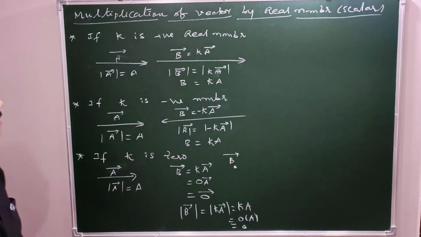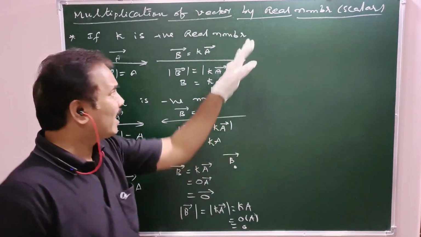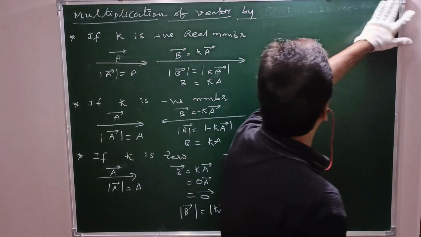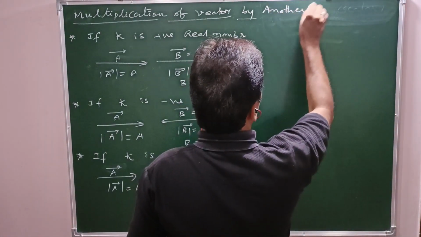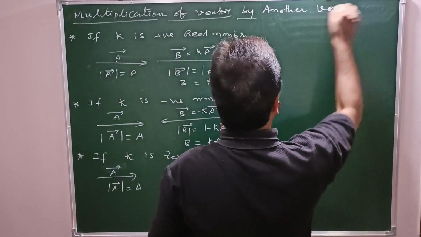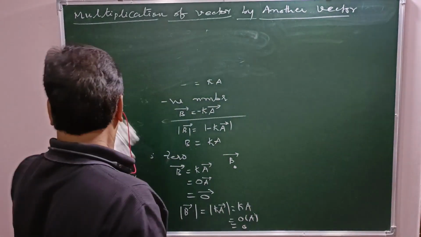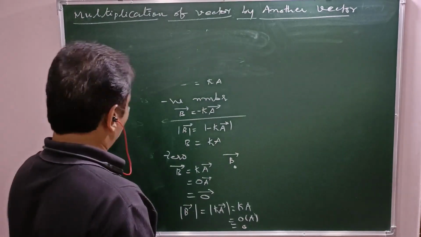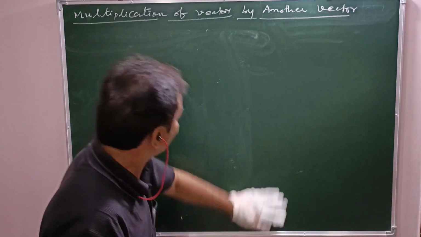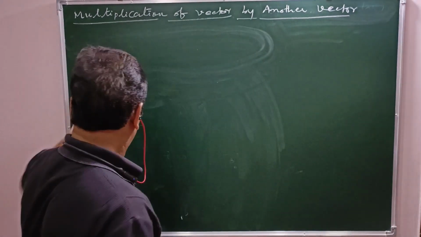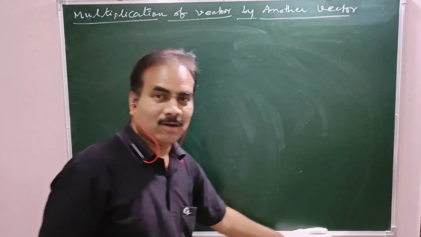Now let us see multiplication of a vector by another vector. Multiplication of a vector by another vector. We have to multiply a given vector with another vector. Here, multiplication of a vector by another vector means there are two types.